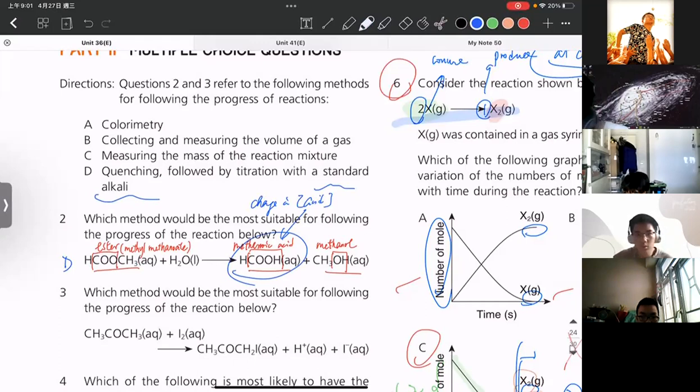Now, number 3. Use the same logic. Think about number 3. What would you choose, A, B, C, D? What method is suitable? Question 3, please.